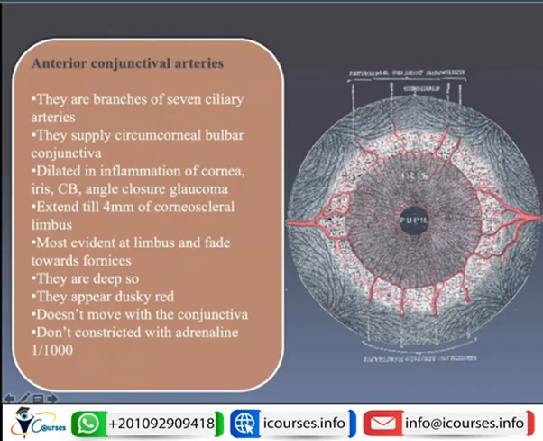Since these anterior conjunctival arteries are situated near the limbus, at 4 millimeters from the limbus, these arteries are responsible for what's called ciliary injection. So these arteries become congested in inflammation of the cornea or ciliary body, angle closure glaucoma, or inflammation of the iris. They are deep in nature, so they appear dusky red, and they don't move with the movement of the conjunctiva, and they don't constrict with topical adrenaline.